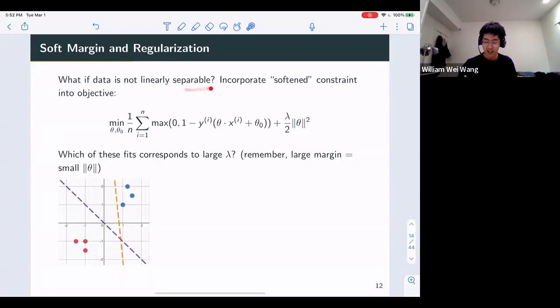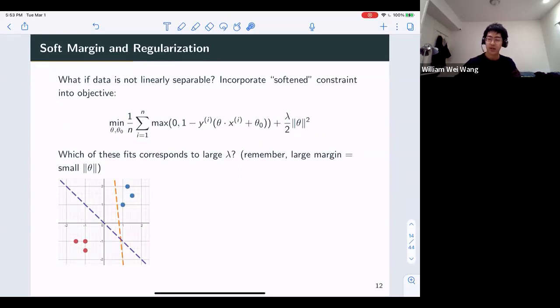And if your data is not linearly separable, before I had a hard constraint, but now I have a softened constraint. So this would be an objective function that you can use, and you can do some optimization on this. The first term just says every example should be classified correctly. But the second one says, let's regularize. So there's a penalty lambda for having a large norm, right? And then you want to minimize this overall.